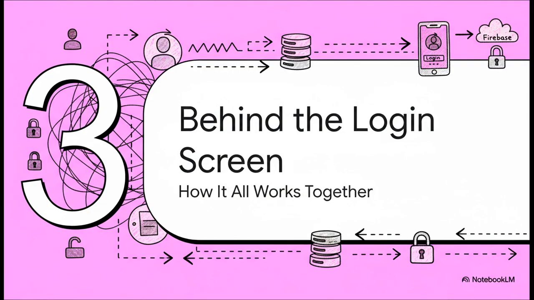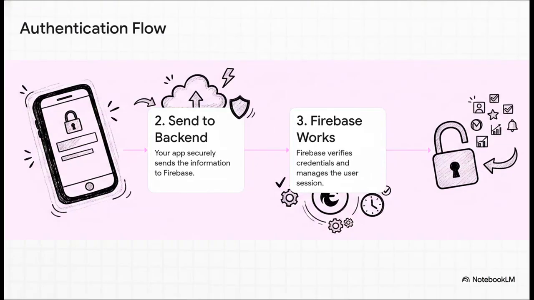Okay, let's dive into this. Let's pull back the curtain and see what's actually happening behind that login screen. It might seem like magic, but the whole process is surprisingly straightforward and honestly pretty elegant. So here's how it flows, in just 4 simple steps. 1. Your user puts their email and password into your Flutter UI. 2. Your app securely sends that info over to Firebase. 3. Firebase does its thing. It verifies the user, creates their account, and manages a session. And finally, 4, once that's all confirmed, your app unlocks all those awesome personalized features.